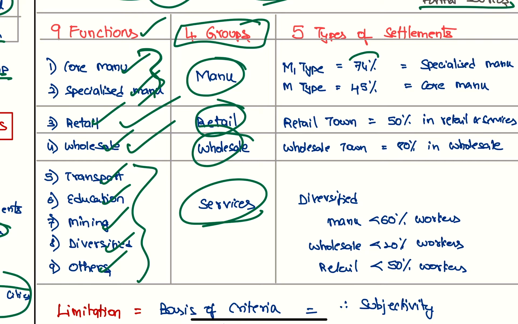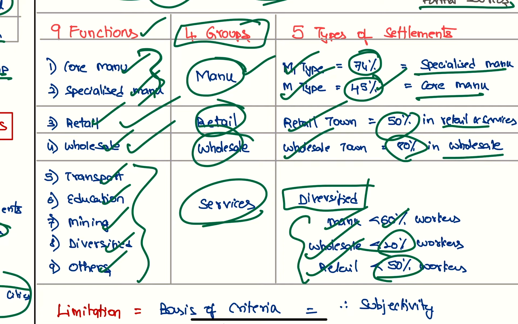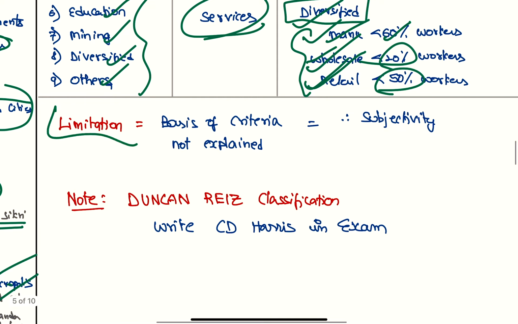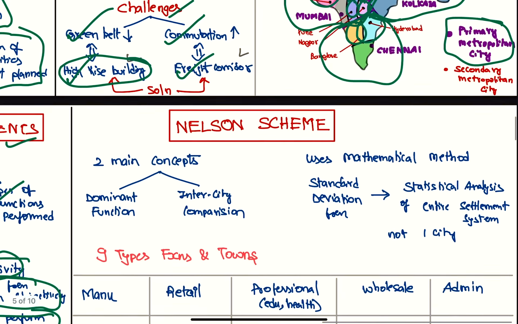So if more than 74% of workers are in this group, it is called M1 type or specialized manufacturing. If more than 45%, it is called M type or core manufacturing. If 50% in retail services, it's called a retail town. 80% in wholesale services, it's called a wholesale town. It is called a diversified town if less than 60% in manufacturing, less than 20% in wholesale, and less than 50% in retail. So all these boxes are ticked, it's called a diversified town. So what is the limitation? What is the basis for the criteria? This 60%, 20% is not explained. So therefore there is subjectivity involved here. In the exam, if asked about Duncan's classification, write C.D. Harris. Next, we have the Nelson scheme.